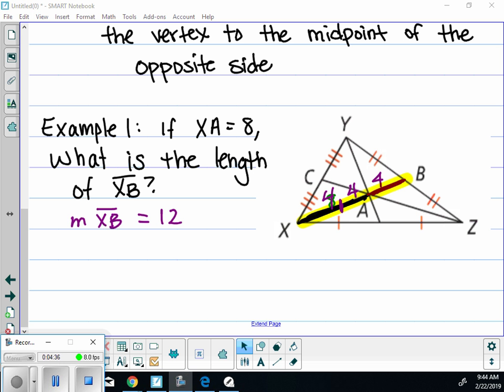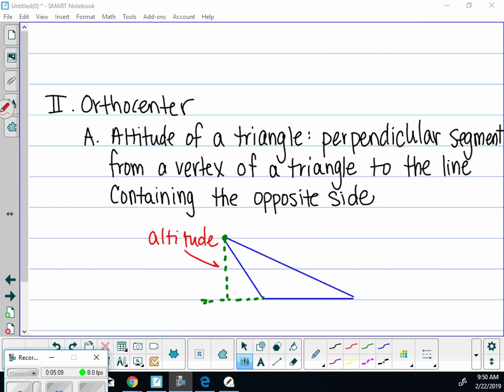So the 2/3, 1/3 part really only comes into play when you have the whole segment. Then you would divide it into 3, like XB. If we were told that XB is 12, to figure out what the pieces are, I would divide by 3, and the little part would get one of those pieces of 3, which would be 4, and the other part would get the other 2. So in an obtuse triangle, your altitude is going to be outside the triangle, okay?